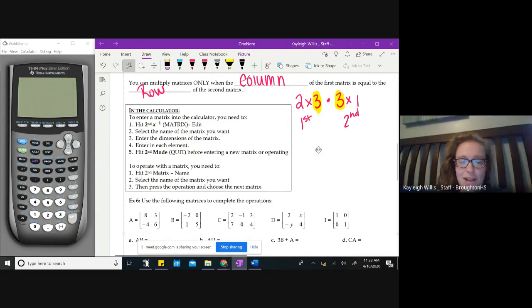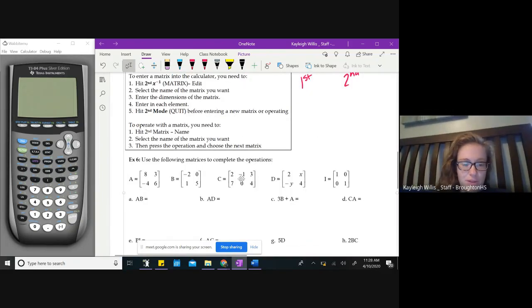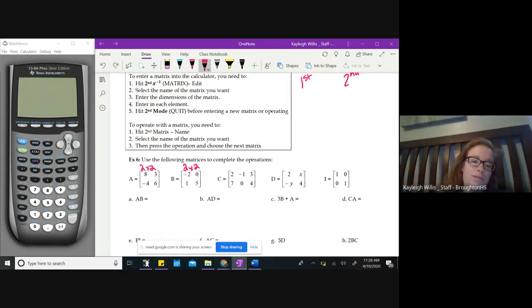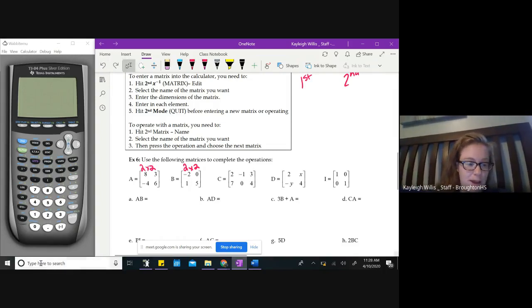Sorry. All right, here we go. We are multiplying A by B. First thing I like to do is name the dimensions. So this A is a 2 by 2 times a 2 by 2. Are we good to go? So 2 by 2 by 2 by 2. That one, if I multiplied it, it wouldn't matter which way I did it.